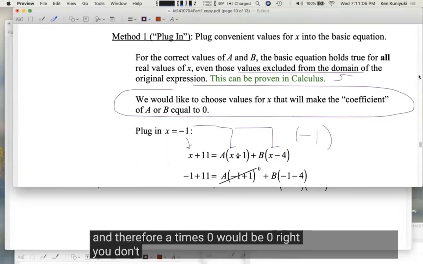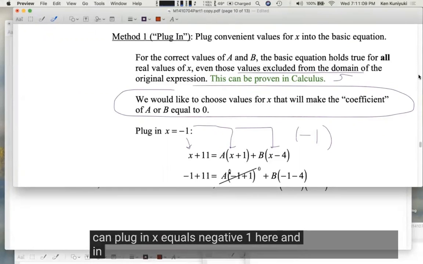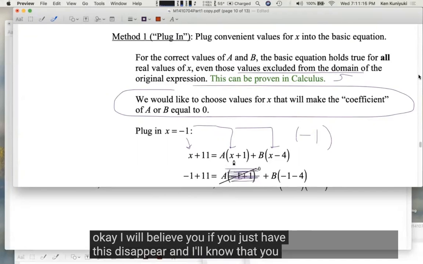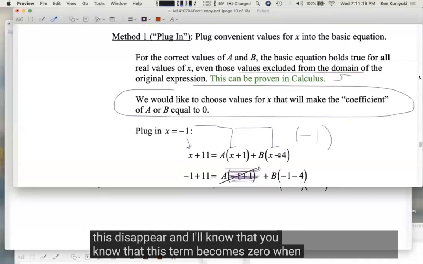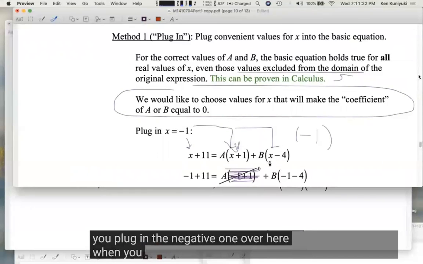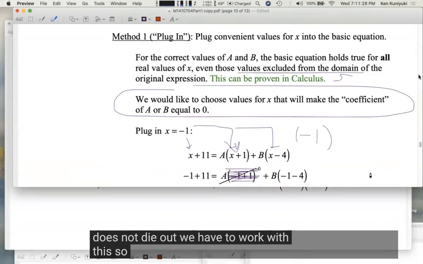You don't have to show that work. So you can plug in x equals -1 here, and in fact, you don't have to write anything here. I will believe you if you just have this disappear, and I'll know that this term becomes 0 when you plug in the -1. Over here, when you plug in -1, this term does not die out. We have to work with this. So what do we get?